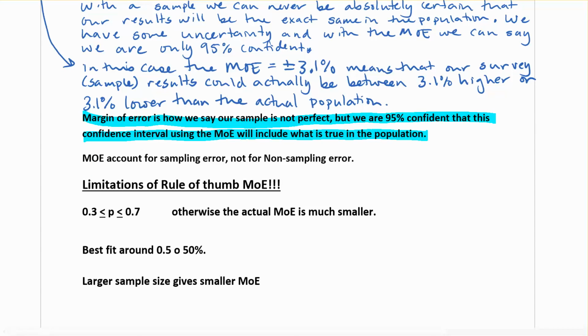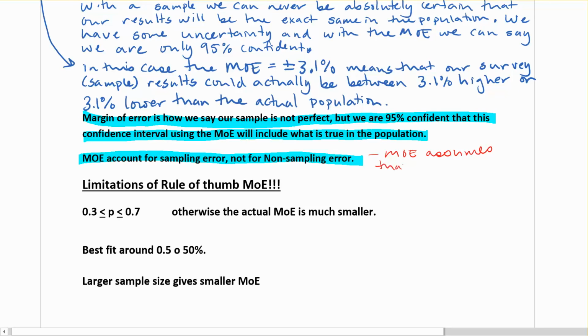And keep in mind that our margin of error accounts for sampling error only and not for the non-sampling error. So this accounts just for the fact that when you take a sample, you have some error because it's not the population. And here we're having to assume the margin of error is going to assume that any poll or survey or anything like that was done with no non-sampling error.